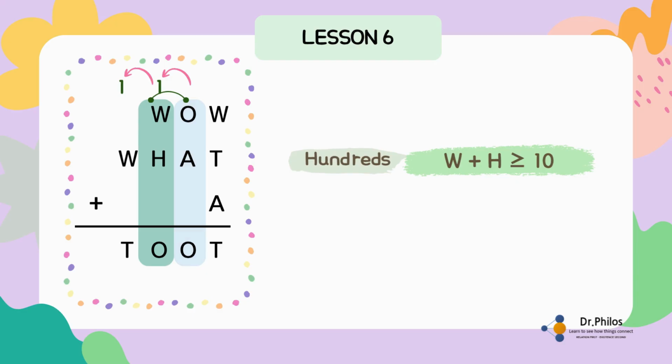The hundreds place changes if there's a carryover from the tens place. Can you try writing it in math language again, but this time include the neighbor? It's 1 plus W plus H is greater than or equal to 10. Perfect. And if we subtract 1 from both sides, we can write it even simpler. W plus H is greater than or equal to 9.